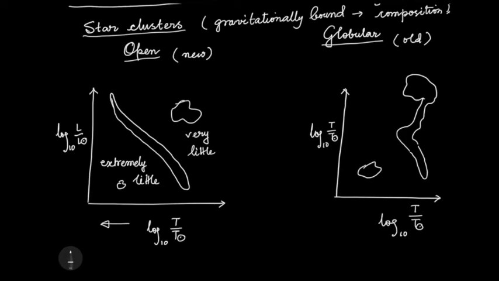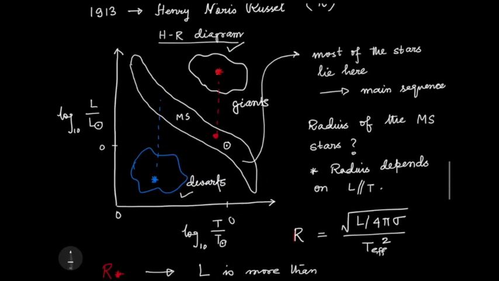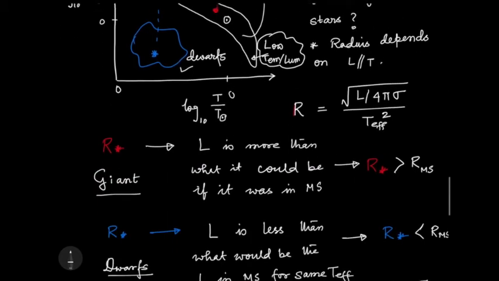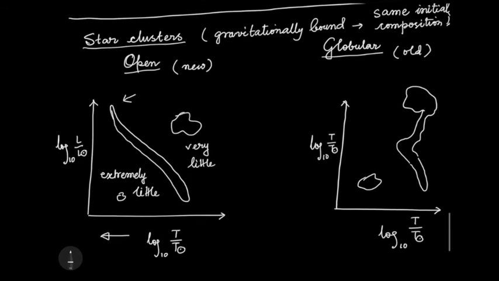So the top part corresponds to, remember, the temperature increasing this way. Let me label it in the previous diagram itself. So these are high temperature and luminosity, and these are low temperature and low luminosity. The stars have low temperature and low luminosity, high temperature and high luminosity. And what we observe is that the high temperature and luminosity stars have disappeared.